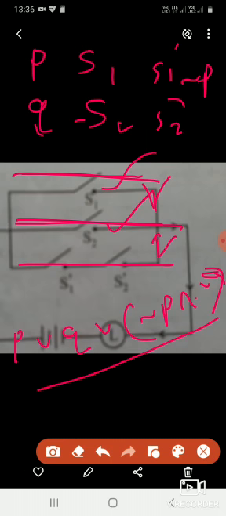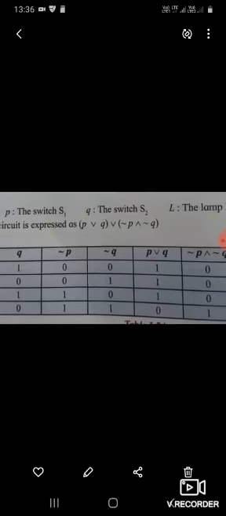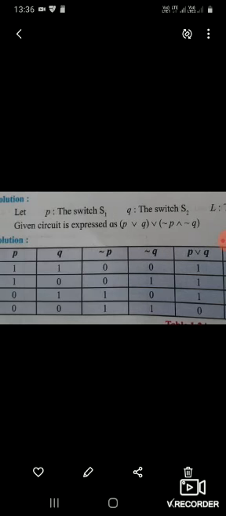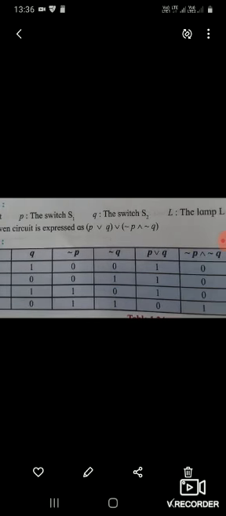So this is the symbolic form. What is the input output table? Input output table means the ordinary truth table for this statement. Listen, the same sum, how we have solved this one. See, P is switch S1, Q is switch S2, L is a lamp. Then we write this one: P or Q or negation of P and Q.